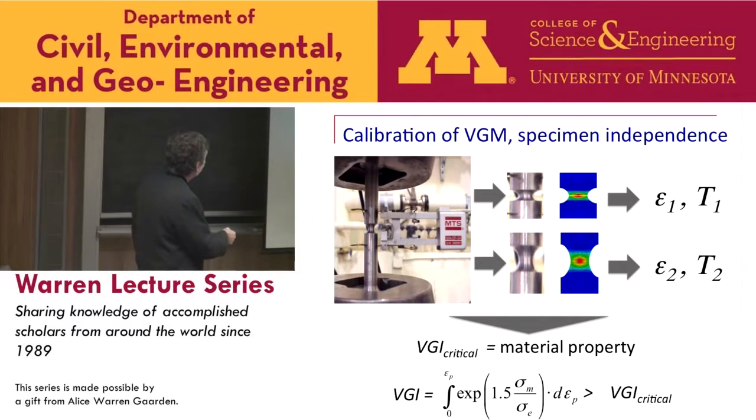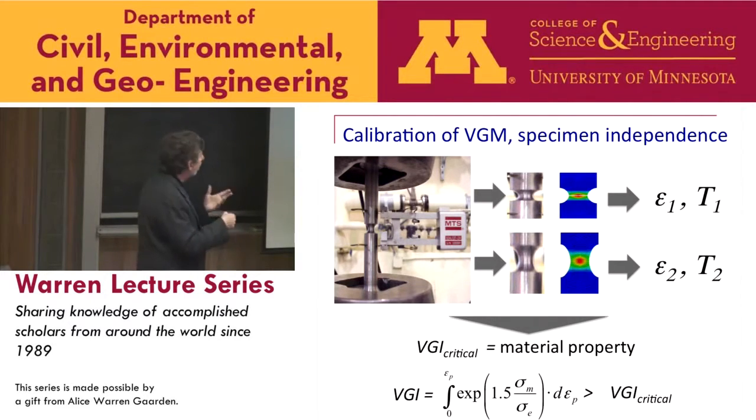So in doing these experiments, you could take bars that have different notch radiuses, and they'll fail at different strain levels. If you think of the strain at which this one fails versus this one, they'll fail at different strains. But because of the notch radius, they have different triaxialities.